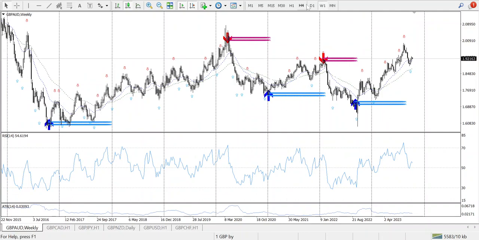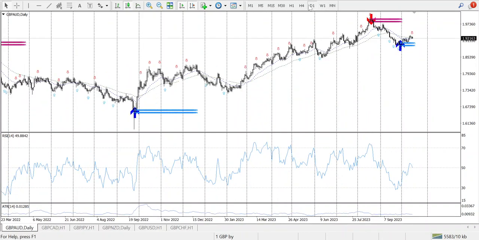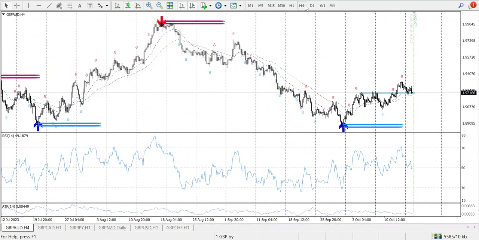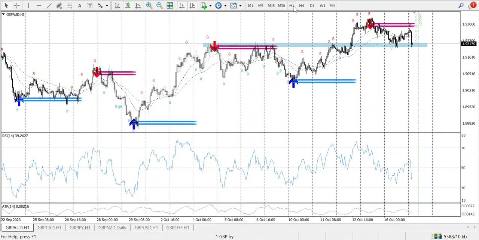It is uptrend. Uptrend. Uptrend. Uptrend.